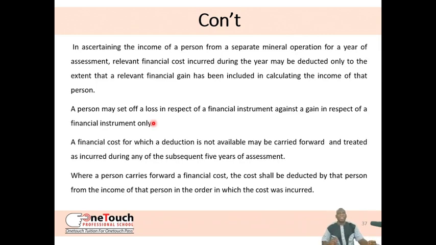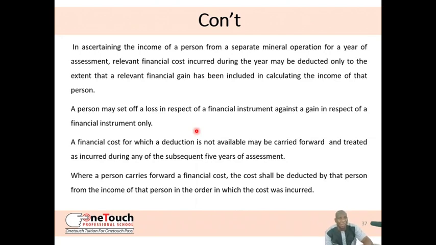Very important. That's why they are saying that a person may set off a loss in respect of a financial instrument against a gain in respect of a financial instrument only. Which means that if no financial gain, no financial cost can be allowed. The extent of financial cost that will be allowed will be to the extent of the financial gain. Very, very important point. Okay? So anytime there is a financial cost, always look out for financial gain. If there's no financial gain and the financial cost has been charged in arriving at the profit, please add back the financial cost. We mentioned that already.